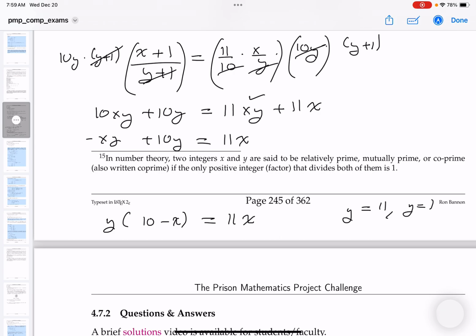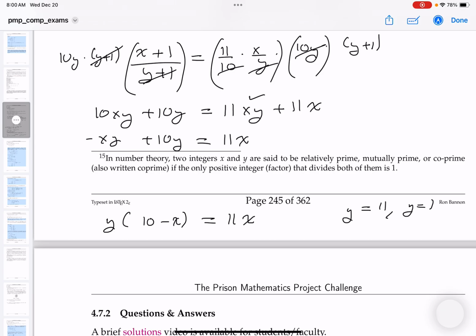All right, let me just tell you what we know about this. These things are integers: 10 minus x is an integer, y is an integer, 11 is an integer, x is an integer. And I know that y does not go into x. It's in lowest terms, so there are no factors common between x and y. So if y is going to divide both sides, it would have to be either 11 or 1. All right, let's take a look at it.